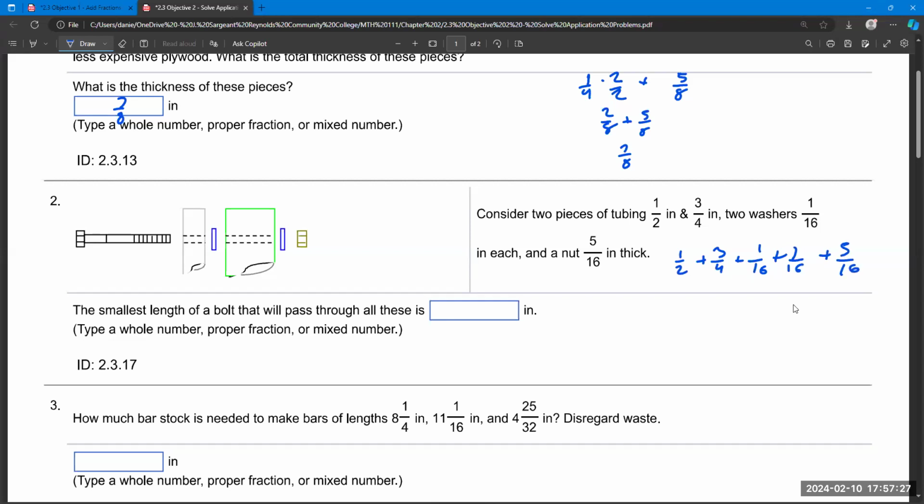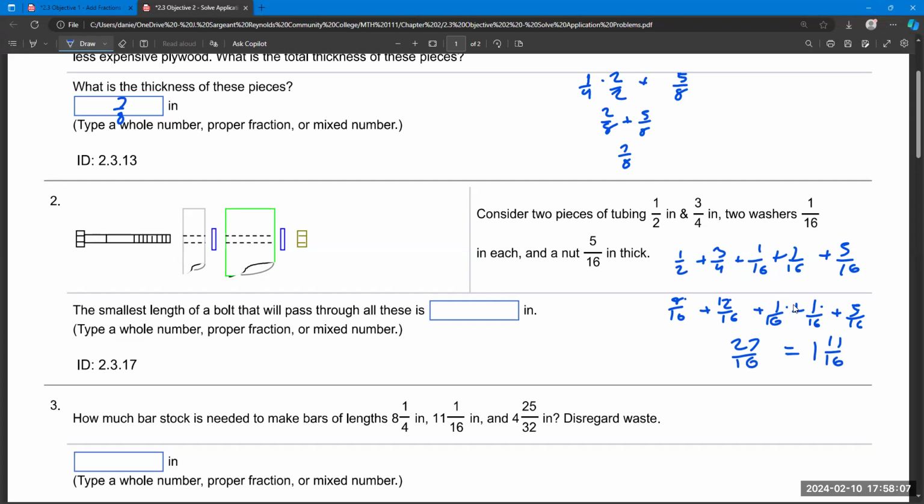it looks like our common denominator here is going to be 16. So let's make that 8/16 plus 12/16 plus 1/16 plus another 1/16 plus 5/16. That adds to 21, 22, and 27/16. So that is 1 and 11/16.